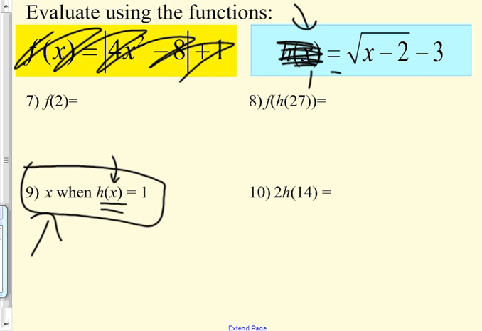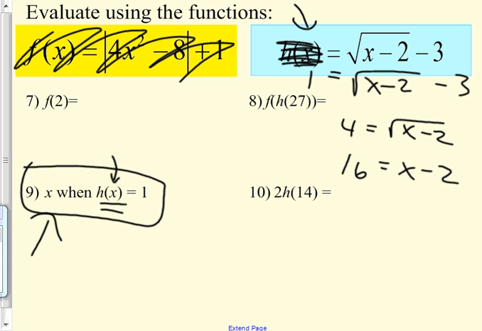So it's 1 equals square root of x minus 2, minus 3. To solve that, first thing I do is add 3 to both sides. I'll have 4 equals square root of x minus 2. How do you get rid of a square root? Square it. 4 squared is 16. And then the very last step, add 2, 18.